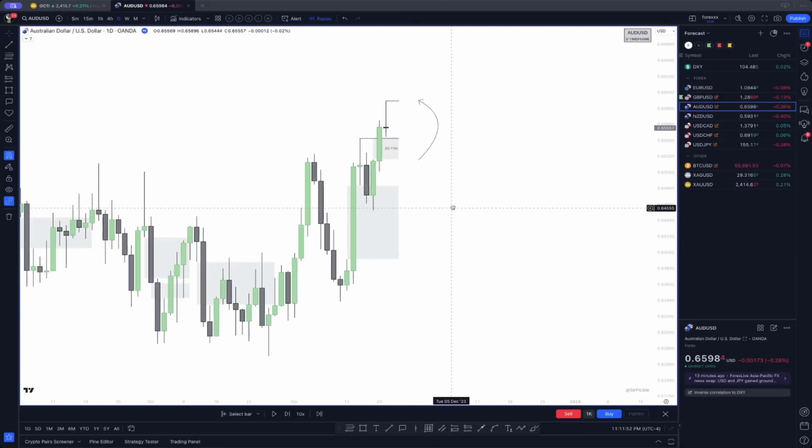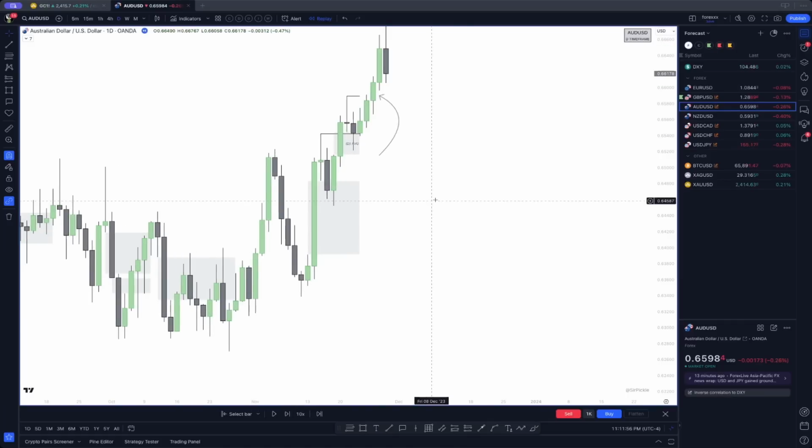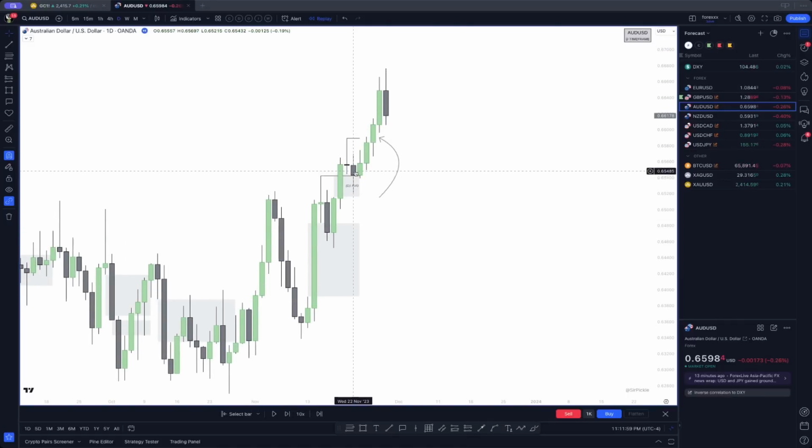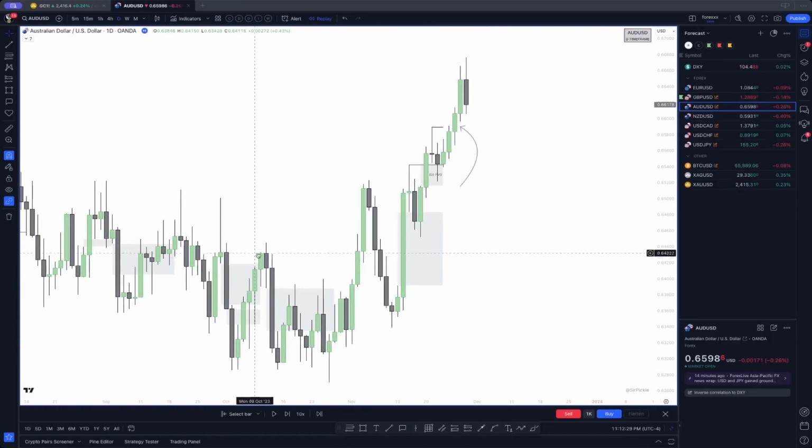So let's see how this delivered. And that was just gorgeous right here. Note the respect to this overlapping array. No body close below it. Nice lower rejection wick and beautiful expansion higher. This is how we can get to a high probability context and avoid all this low probability context.